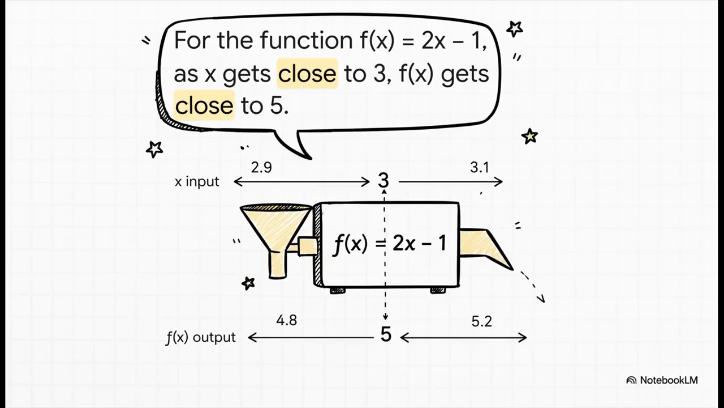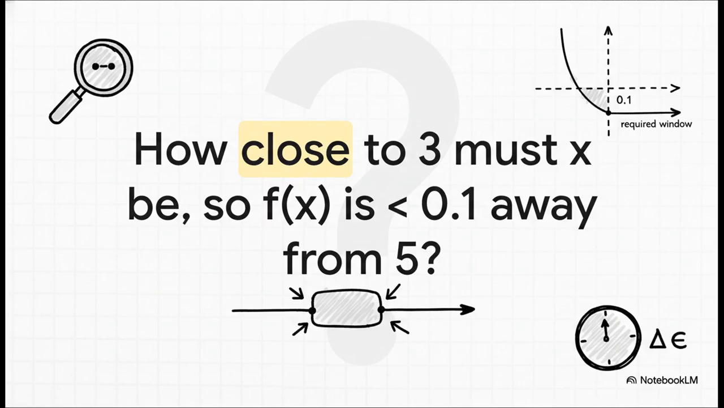All right, check this out. Let's take a really simple function, f of x equals 2x minus 1. Intuitively, it seems pretty obvious, right? As our input x gets closer to 3, the output f of x should get closer to 5. You can even plug in some numbers to check. 2.9 gives you 4.8, 3.1 gives you 5.2. Yeah, seems to work. But seems to work isn't good enough.